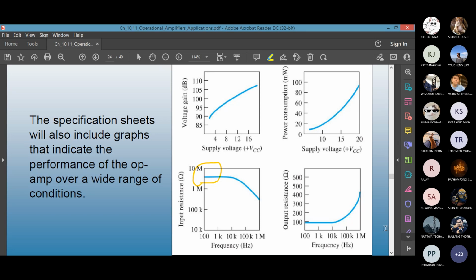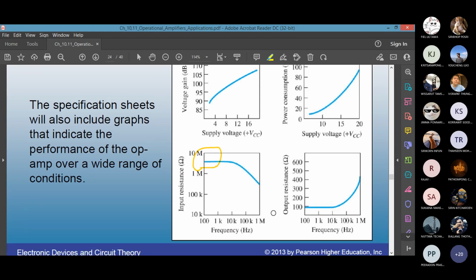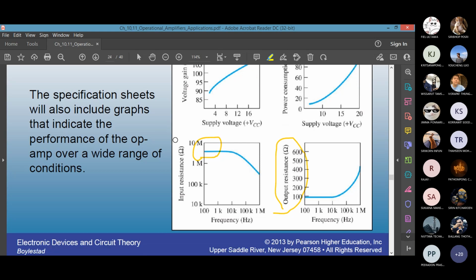Op-amp is a very high input impedance circuit. That's why the current doesn't go from the plus pin to the minus pin. And also look at the output resistance or output impedance. Only a few hundred ohms. That's ideal.